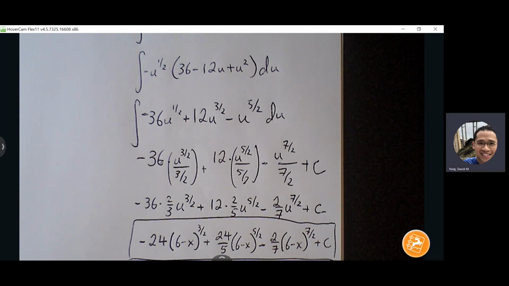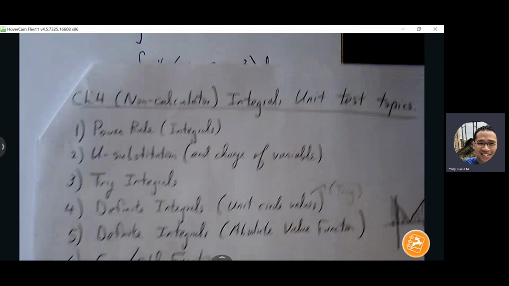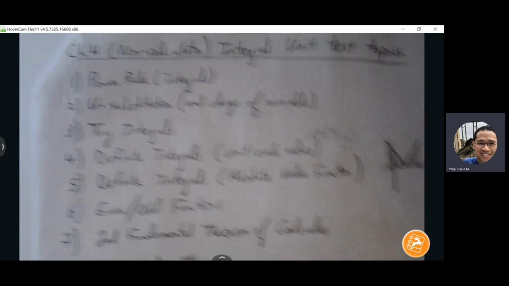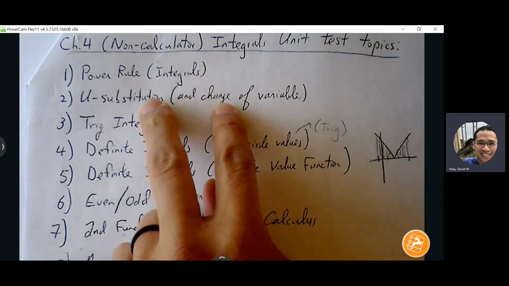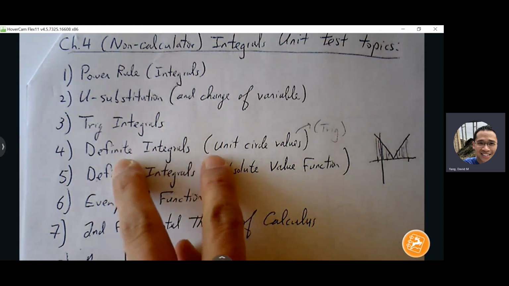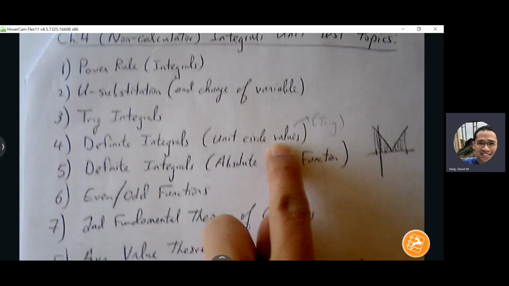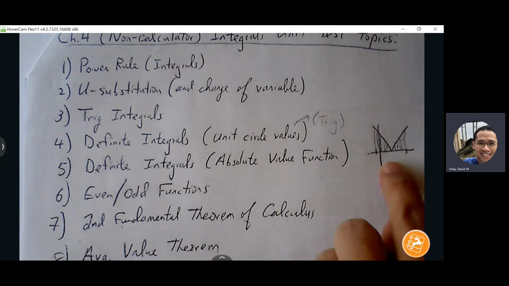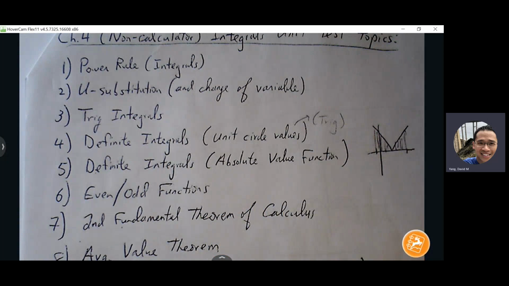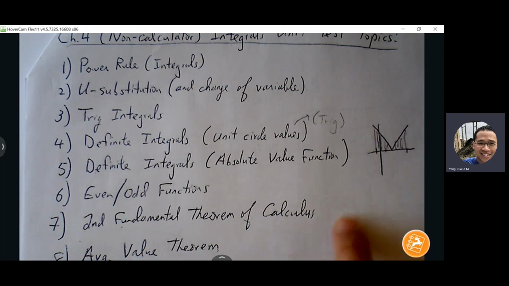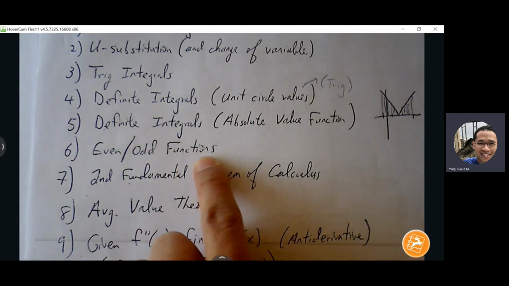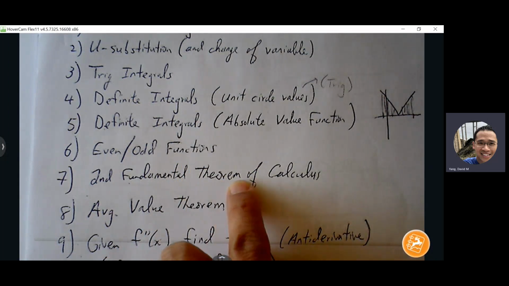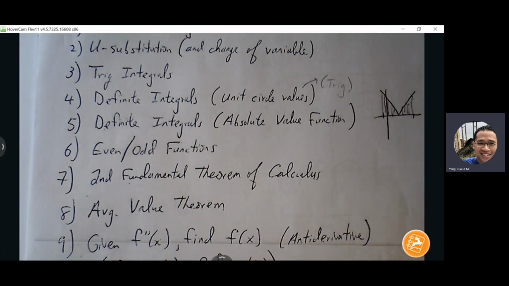Okay. All right, so I encourage you guys to continue looking over the list of problems that you're going to see on the test. So power rule of integrals, use substitution, change a variable, we did that. Trig integrals, integrals involving trig, we did that as well. Absolute value function, just have to understand you have to draw your graph. Think of it as two triangles and add up those two triangles. We'll do that in class today as well. Even and odd functions, we'll practice some more of that today in class. Second theorem, we did that today.